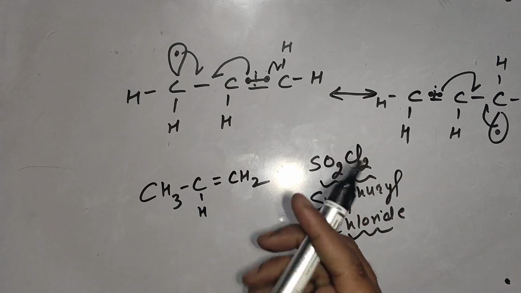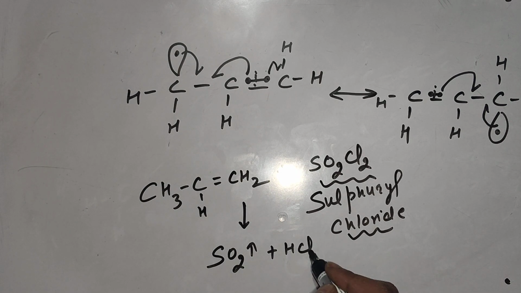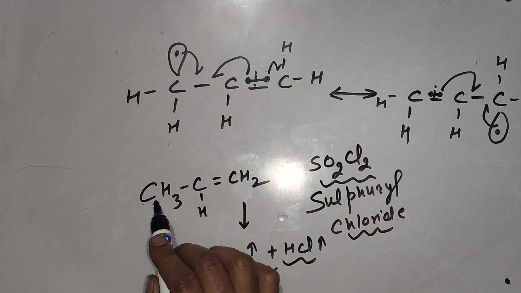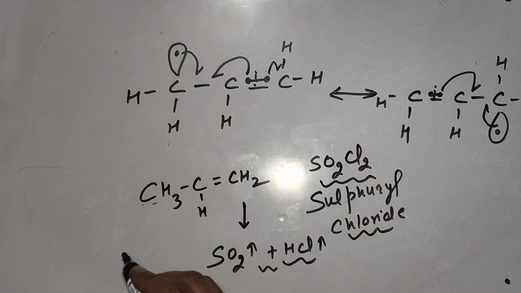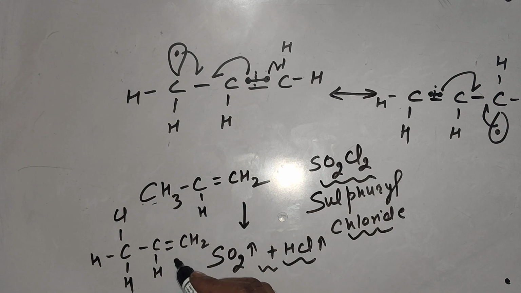Side products will be sulfur dioxide gas and HCl gas. And in place of the allylic hydrogen, we will have one chlorine atom over there. The mechanism is the same. Free radical mechanism is happening over there.